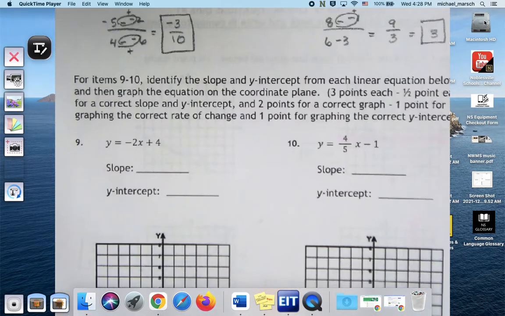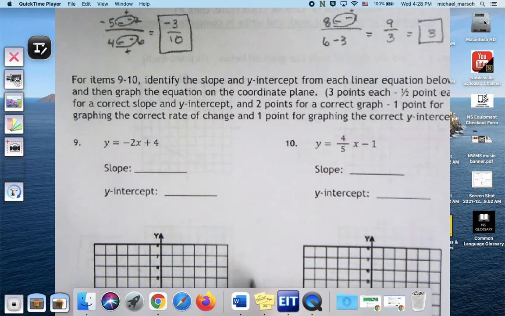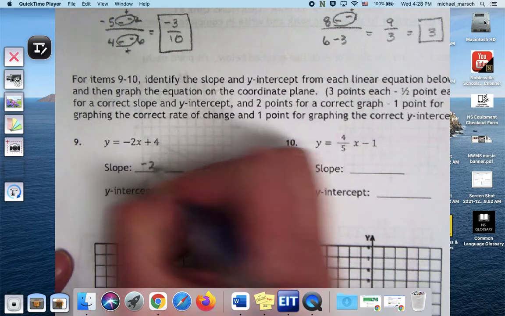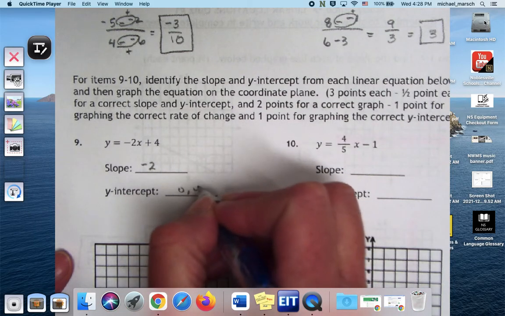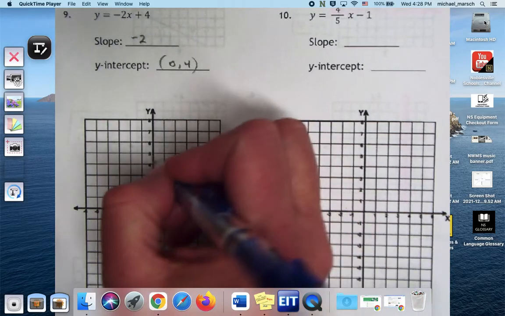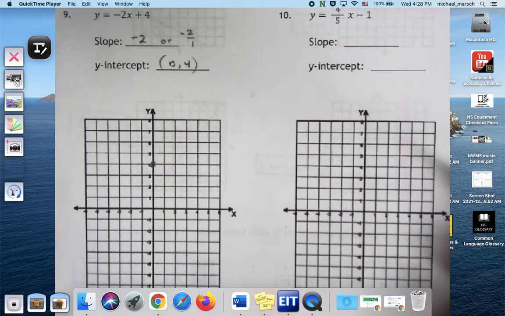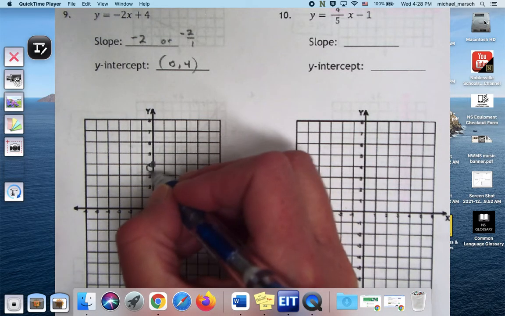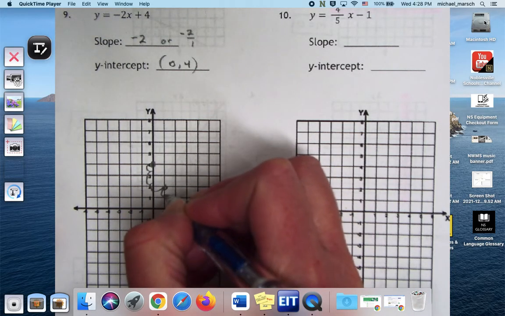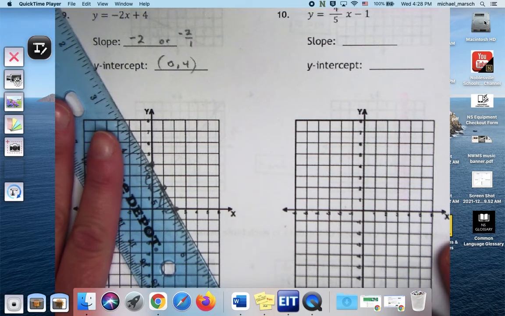Okay, for questions 9 and 10, it says identify the slope and y-intercept and then graph it. So we've done this. My slope is negative 2. My y-intercept is 0, 4. So I'm going to start at 4. And remember, this is the same as negative 2 over 1. So I'm going to fall 2, run 1. Fall 2, run 1. Get out my ruler, draw my line.